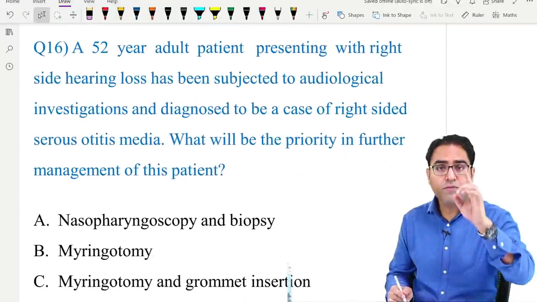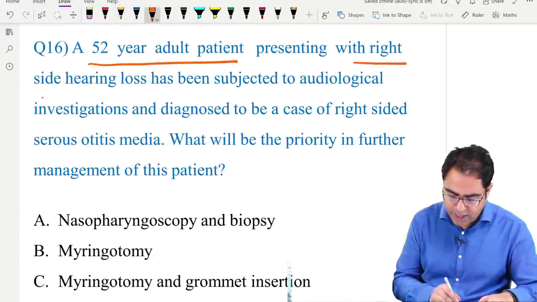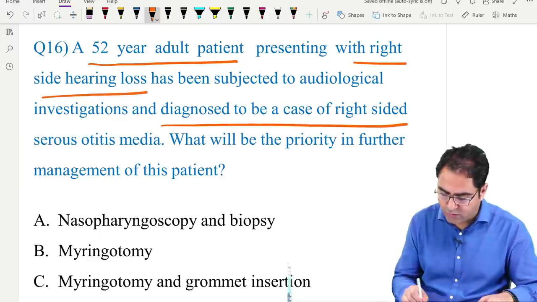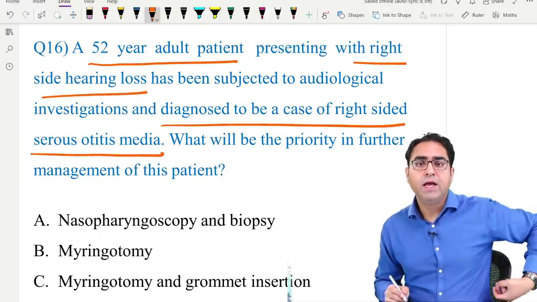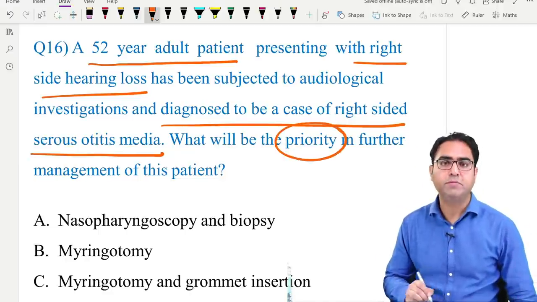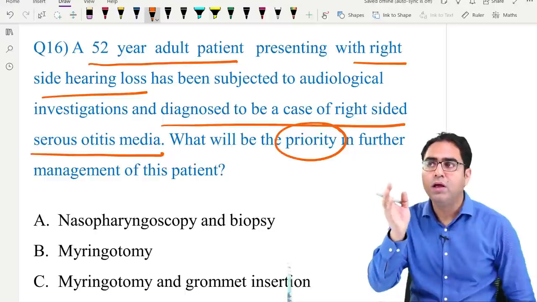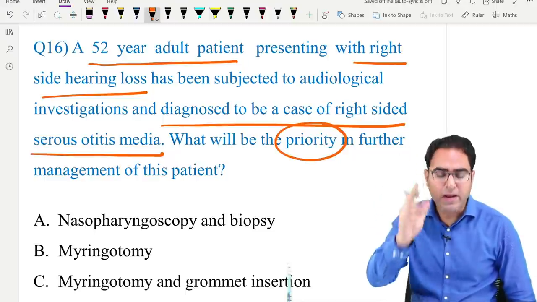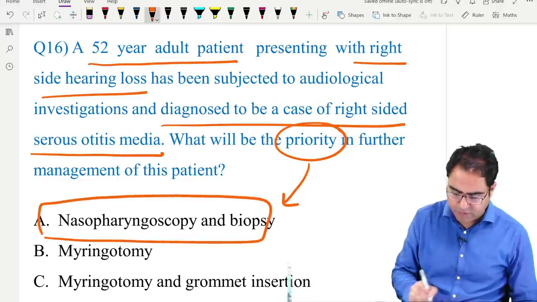Now see, a 52-year-old adult patient with right side hearing loss has been diagnosed as a case of right-sided serous otitis media, beta. Serous otitis media is the other name of glue ear. What is the priority in the management, beta? My priority is not glue ear. Adult patient developing glue ear, I have to first of all rule out nasopharyngeal carcinoma. My priority is nasopharyngoscopy and biopsy, beta.